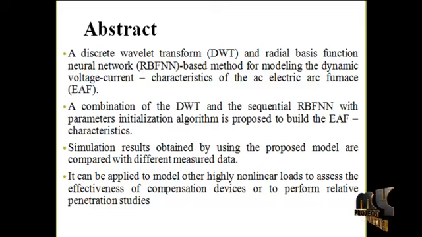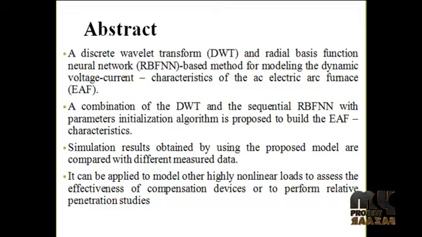Now we discuss a hybrid wavelet transform and neural network based approach for modeling the dynamic voltage current characteristic of an electric arc furnace. Our proposed system is the electric arc furnace. It is used in all types of metal handling industry for melting metals. In this process we use current for melting, because a high amount of current flow produces a high amount of heat. It is a critical process because we handle a high amount of voltage.